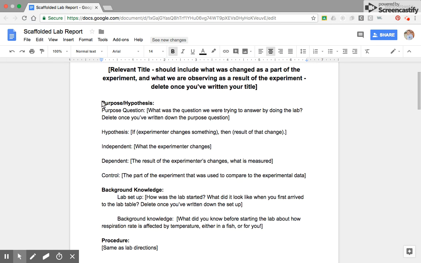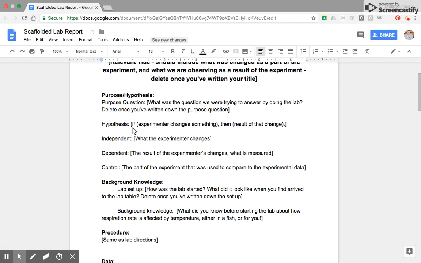So next thing is your purpose and hypothesis. Purpose question is essentially, why were you doing the lab to begin with? And I know it's going to be tempting to say because you told us to, but you really need to look at kind of the question that you were trying to answer. So really, what were you doing in the lab? What were you trying to figure out? Hypothesis. This is very important.